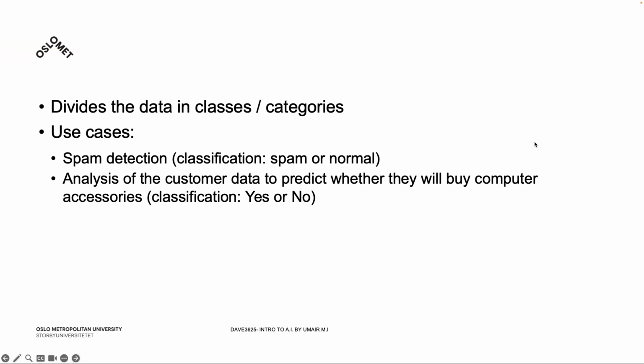If you are building an e-commerce application, you may want to do a classification, just saying, okay, is the person browsing on my website going to buy anything, or is the person just browsing around? That's also a classification algorithm.